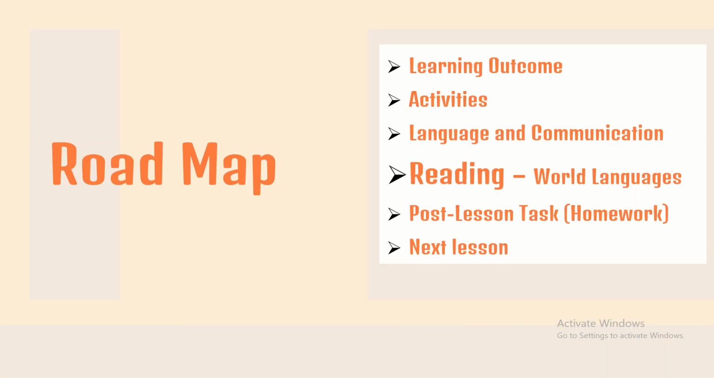Before moving on, let's look at the roadmap of this lesson. We'll see the learning outcome of this lesson. We'll see which activities we'll be doing in this lesson. We'll know the difference between language and communication. We will read about world languages. There will be some post-lesson tasks for you as homework. And then we'll have a short overview of the next lesson.